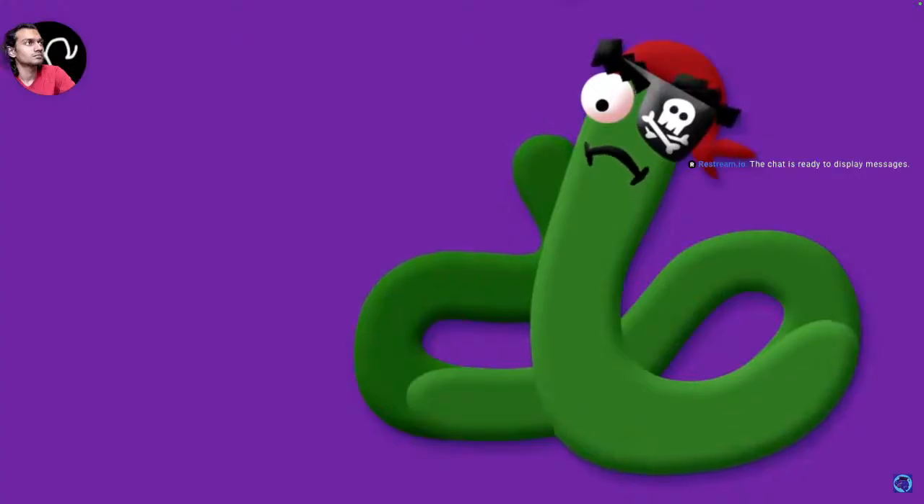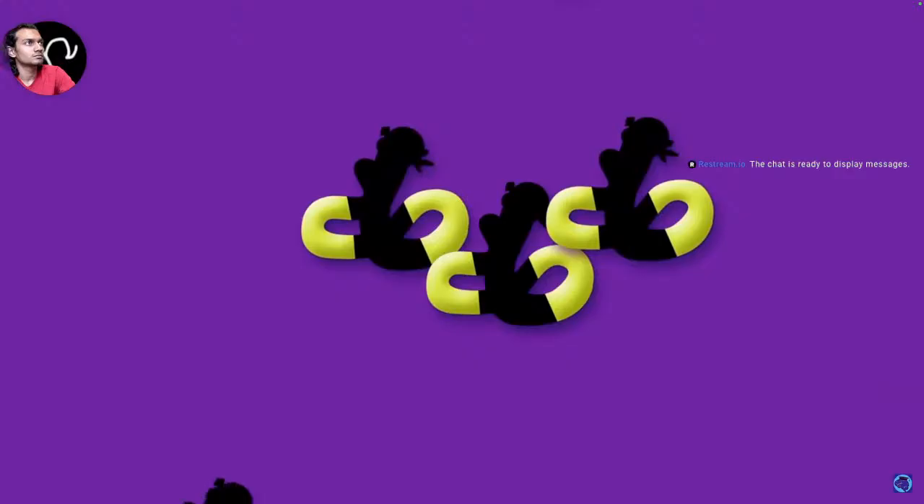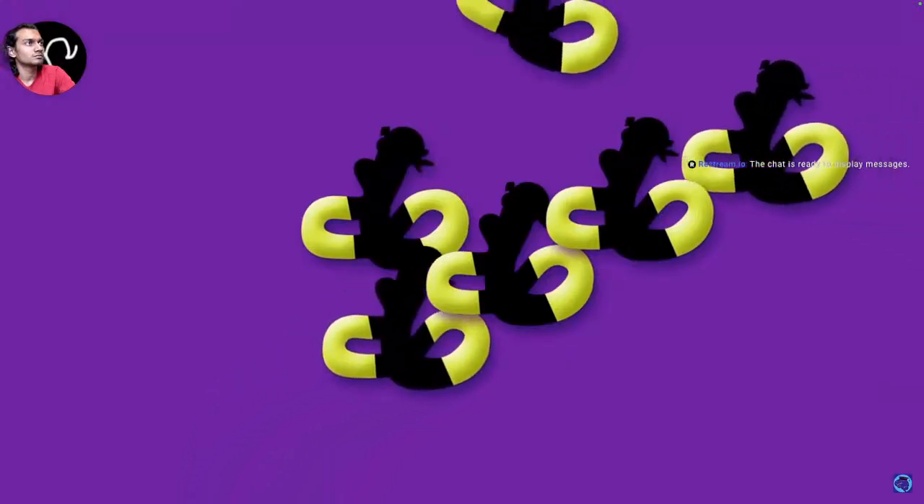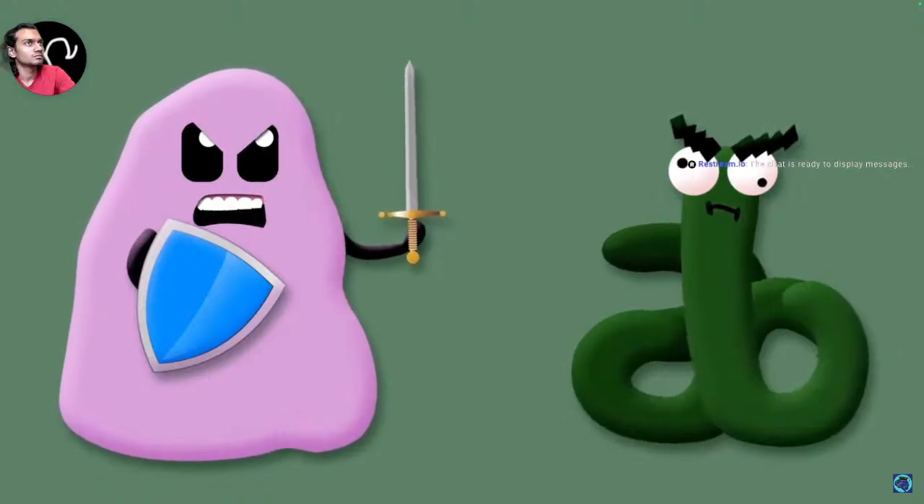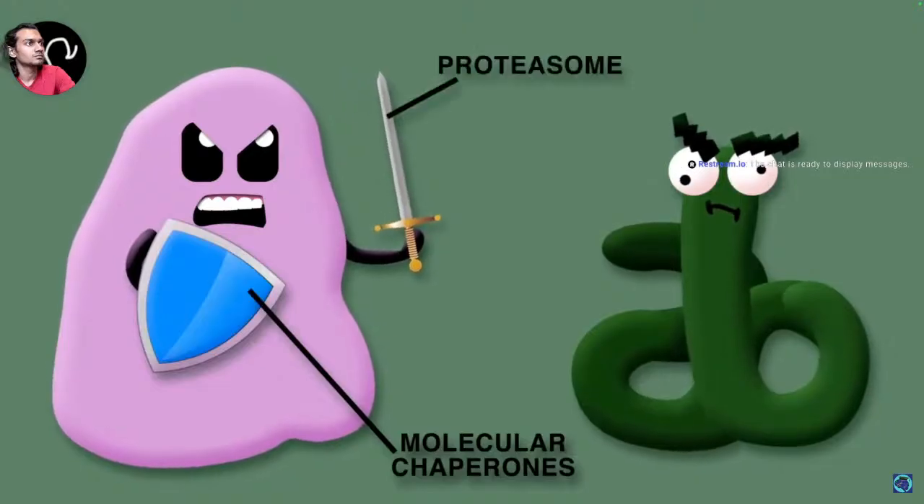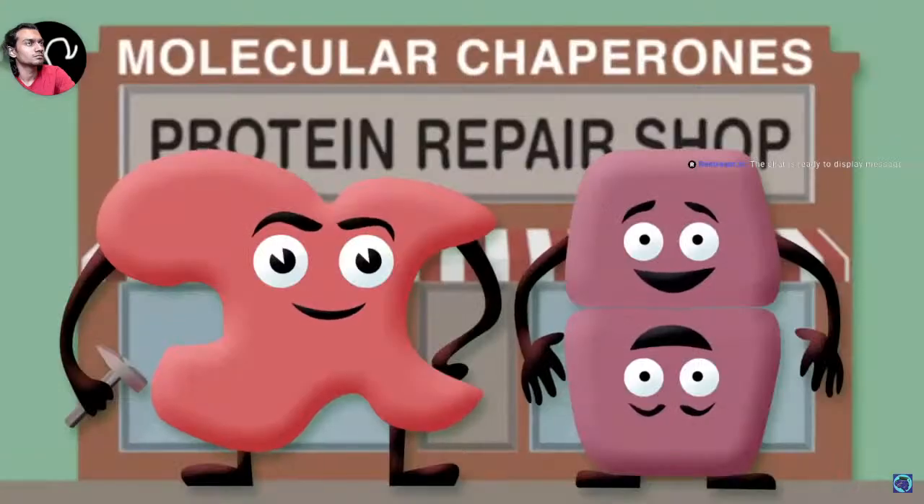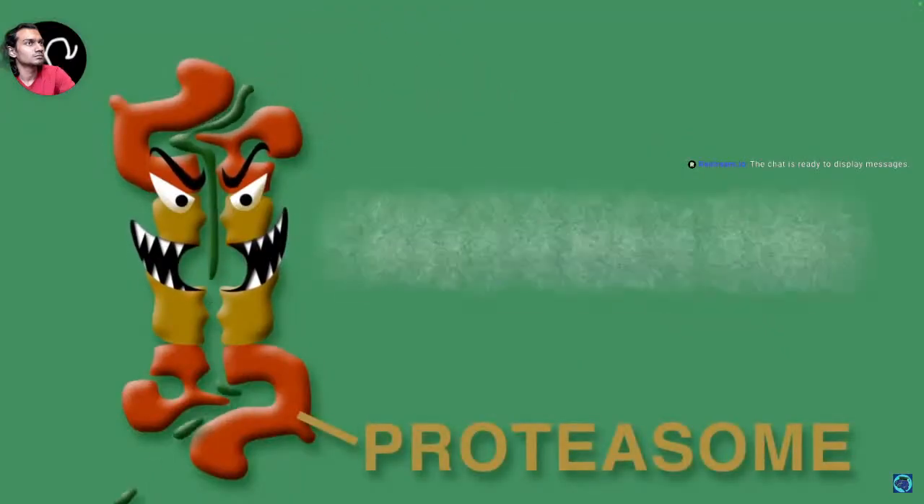These aberrant proteins typically have exposed hydrophobic regions, which cause them to clump together into aggregates, which can accumulate and cause severe diseases. The cell has two lines of defense against the formation of these dangerous misfolded proteins: molecular chaperones and the proteasome. Molecular chaperones help proteins fold correctly, while the proteasome destroys misfolded proteins through proteolysis.